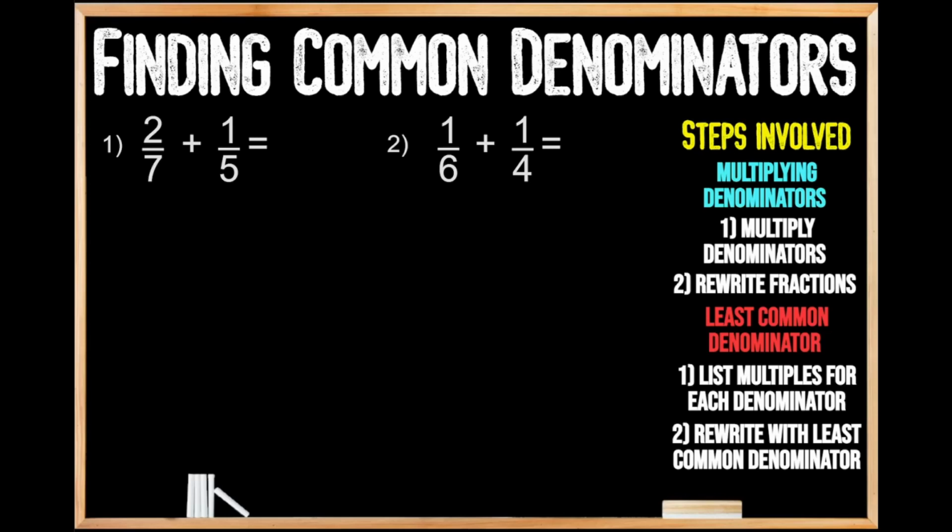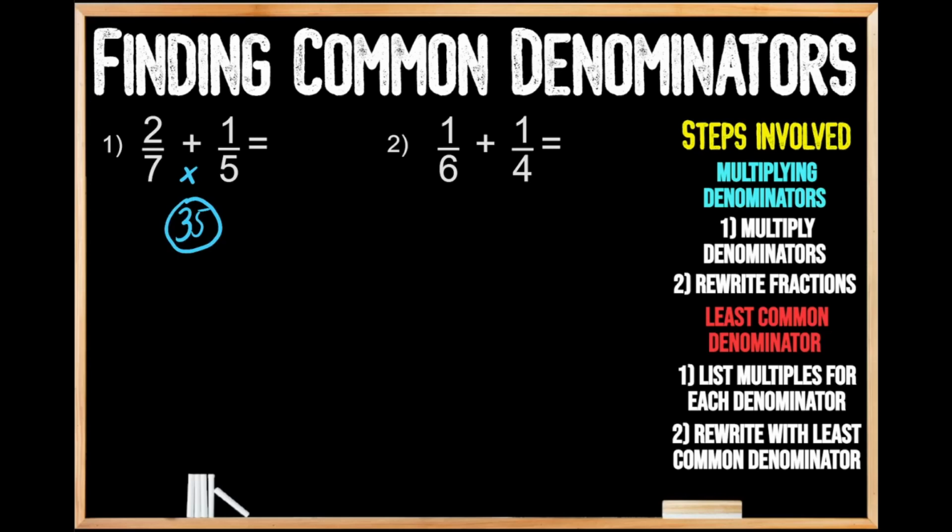So looking over to the right hand side here under our steps involved, we can see that the first strategy that we're going to learn about is multiplying denominators in order to find a common denominator. And the first step for this strategy is to multiply the denominators. So we're going to multiply 7 times 5, which we know gives us 35. So for step number 2, where we're going to rewrite these fractions with a common denominator, we're going to use the common denominator of 35.